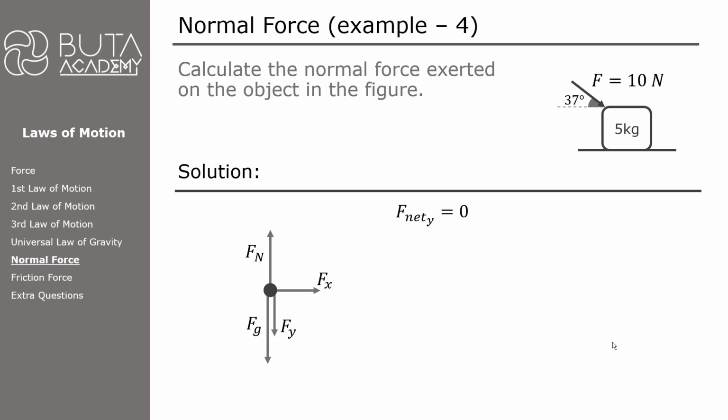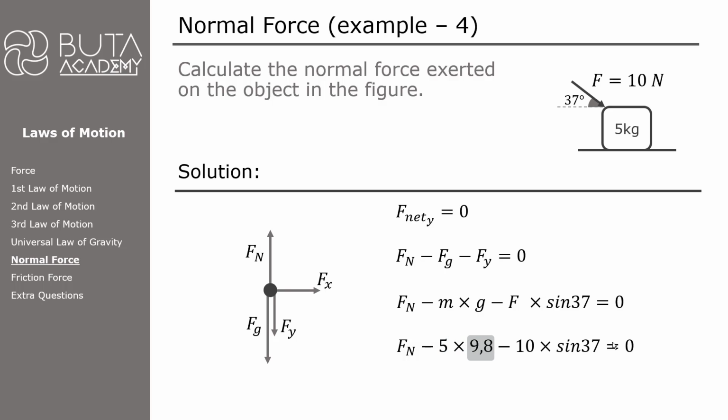If we choose upward as a positive direction, the normal force will have a positive value, force of gravity and Fy are going to have a negative value. Force of gravity can be calculated by multiplying mass and gravitational acceleration. Fy is opposite to 37 degrees, so its value can be calculated by the formula F times sine 37. Mass is 5 kilograms, gravitational acceleration is 9.8 and force is 10 newtons. The normal force will be equal to 55.02 newtons.